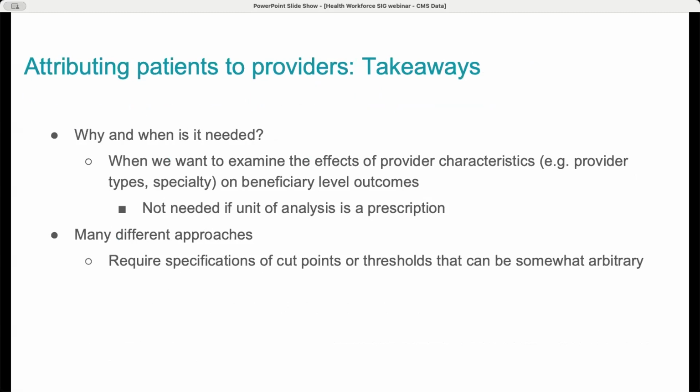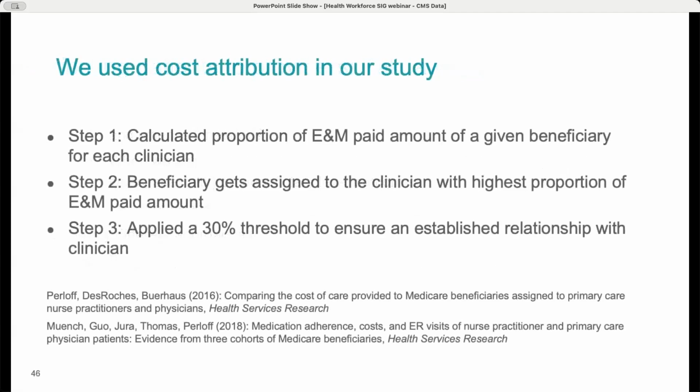And what are the takeaways of attribution? So we need this when we want to examine the effects of provider characteristics, such as the provider type or the specialty, on beneficiary level outcomes. But you don't need this if you, for example, have an analysis at the prescription level. There are many different approaches, and they require specification of cut points or thresholds that can be somewhat arbitrary. For our specific study, we actually use cost attribution. Back at the time, that was the common method to use.